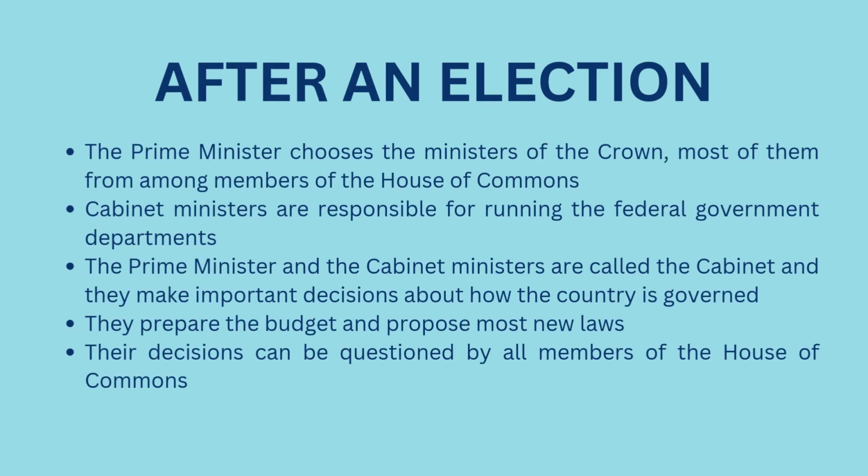The Prime Minister chooses the Ministers of the Crown, most of them from among members of the House of Commons. Cabinet Ministers are responsible for running the federal government departments. The Prime Minister and the Cabinet Ministers are called the Cabinet, and they make important decisions about how the country is governed. They prepare the budget and propose most new laws. Their decisions can be questioned by all members of the House of Commons.